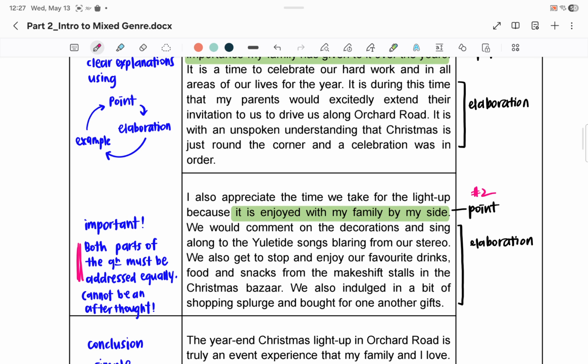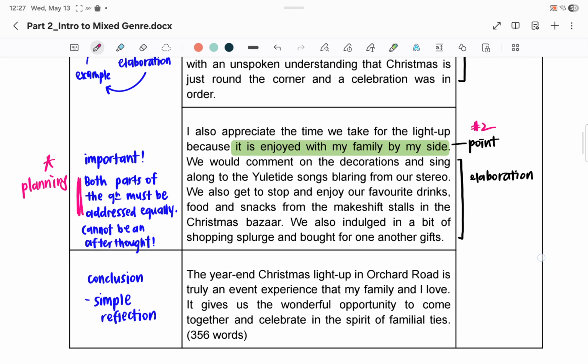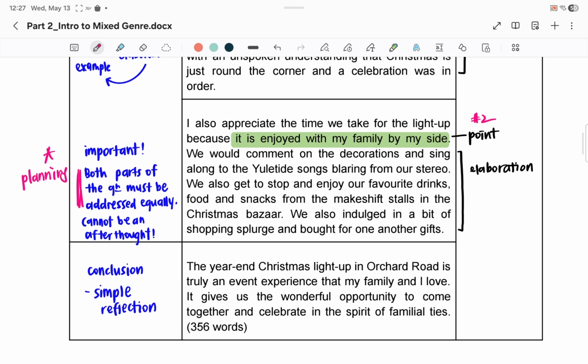So if both parts must be addressed equally, that means that you really need to do planning. This part is important. Okay, so I cannot emphasize enough the importance of planning your essay before starting to write your essay. Okay, the conclusion can be a simple one with a simple reflection. Usually these questions are quite introspective. Introspective means that it requires you to dig deep a little bit.